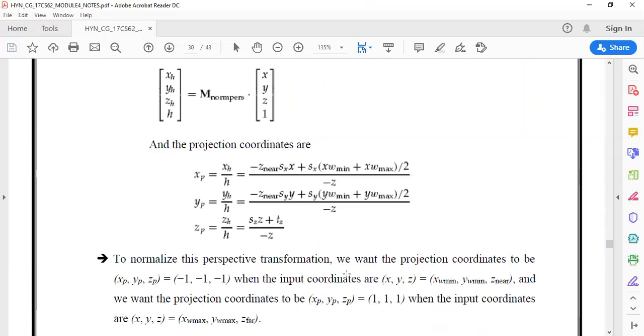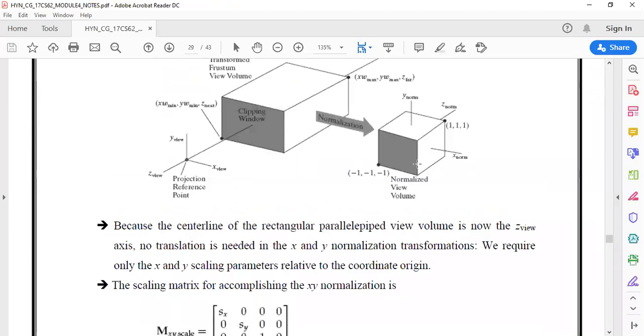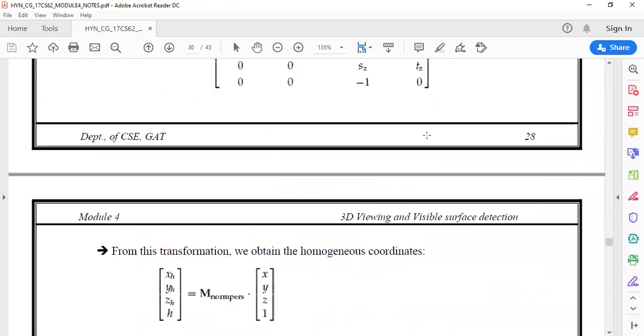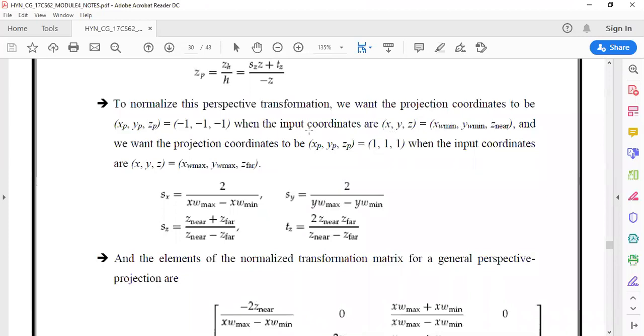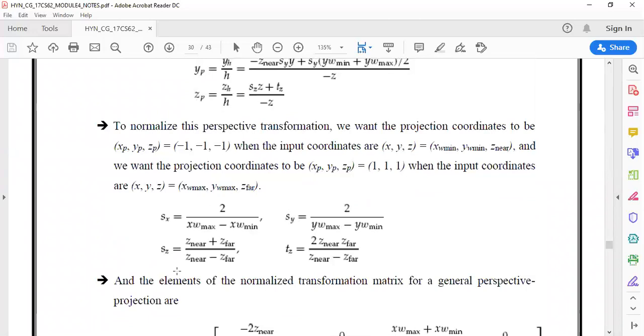To normalize this projective transformation, we want the projection coordinates xp, yp, zp to range from (-1, -1, -1) to (+1, +1, +1). That is my normalized unit cube, so xp, yp, zp will be in the -1 to +1 range. The inputs are xw min, yw min, and for z, we will not write z min and z max, we will write z near and z far, because it is from the near clipping plane to the far clipping plane. And I will obtain sx, sy, sz.